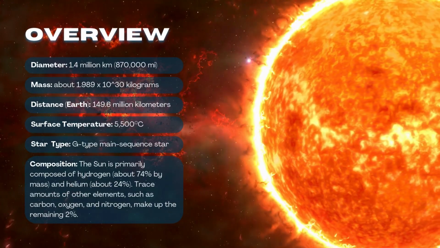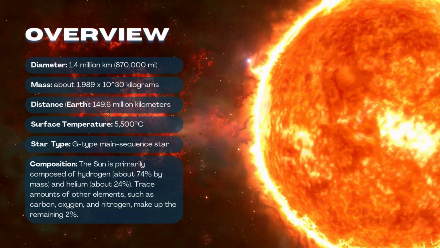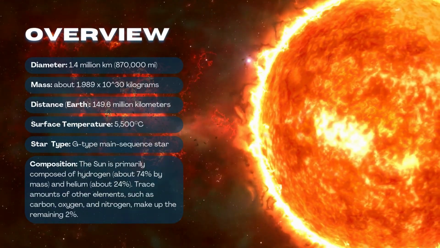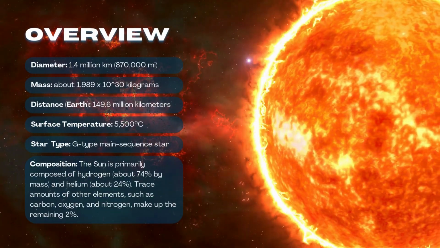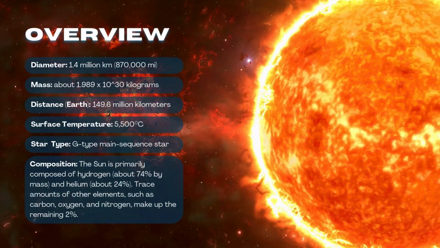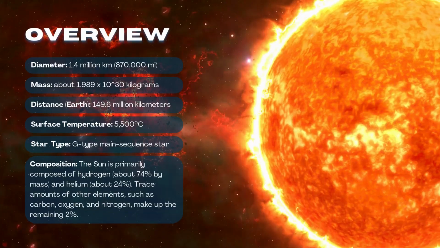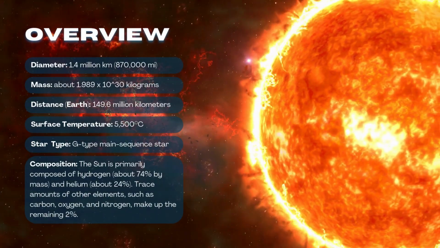Composition. The Sun is primarily composed of hydrogen, about 74% by mass, and helium, about 24%. Trace amounts of other elements, such as carbon, oxygen, and nitrogen, make up the remaining 2%.